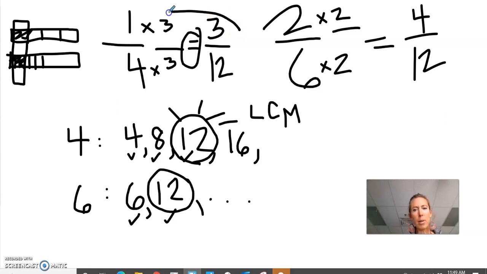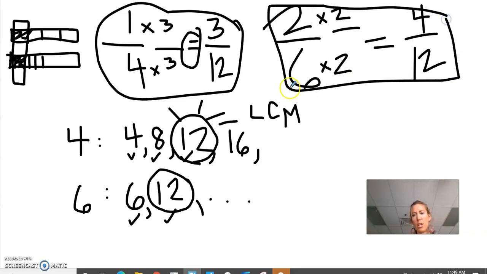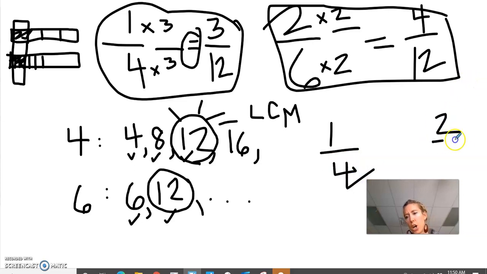So now I'm able to say, well, 1/4, you're the same as 3 12ths. And 2/6, you're the same as 4 12ths. So now I know, how could I compare 1/4 with 2/6? Now I know which one's bigger and which one's smaller. Do you? Okay, I can tell by looking up here. 2/6 was worth 4 of the 12ths, whereas 1/4 was only worth 3.